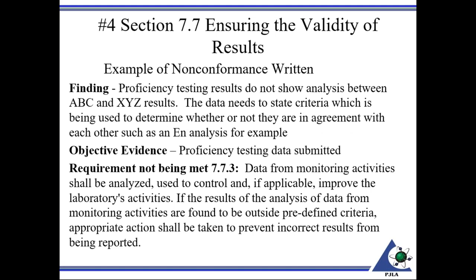So, following on that train of thought, here's an example of a finding. Proficiency testing results did not show analysis between ABC and XYZ results. The data needs to state the criteria used to determine whether or not they are in agreement with each other, such as an EN analysis, for example, E-normal analysis. And what was submitted here was probably, okay, here's our data, here's their data. Nothing else was submitted. There's the requirement that we just went over about analyzing the data. So it's more than here's us and here's them. What are you using to base whether or not they are in agreement with each other, and were they in agreement with each other?